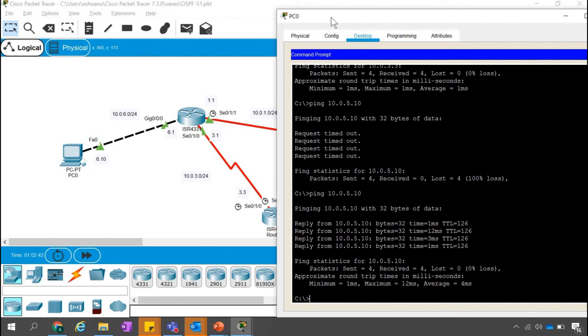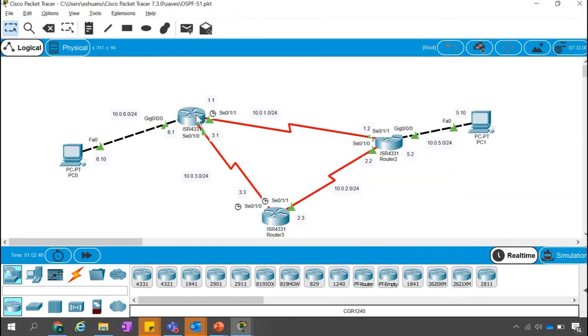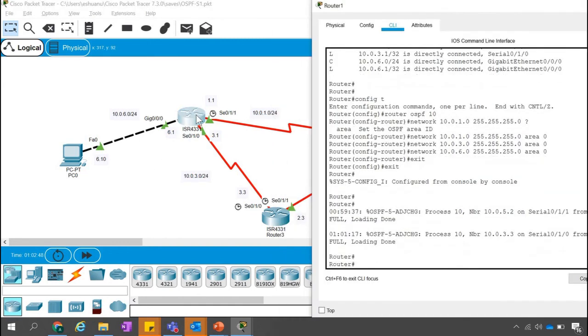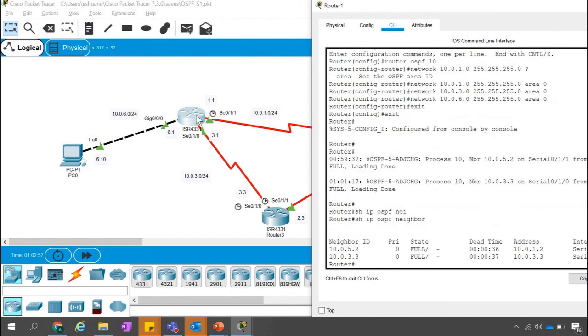that we have not set. But the troubleshooting is like just checking the neighborship. How do we do the troubleshooting? Let's check. So the first command is to just show ip ospf neighbors. It just tells you with how many routers it has found the neighborship.